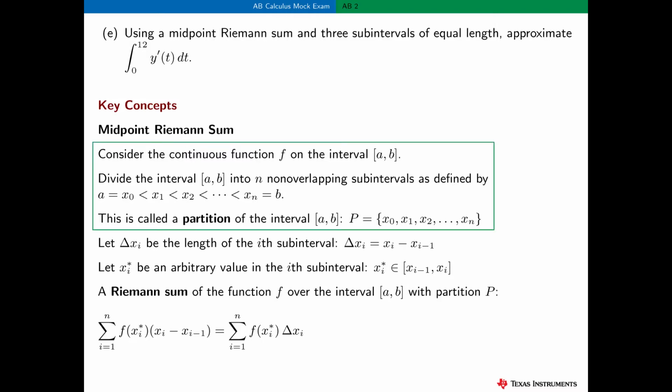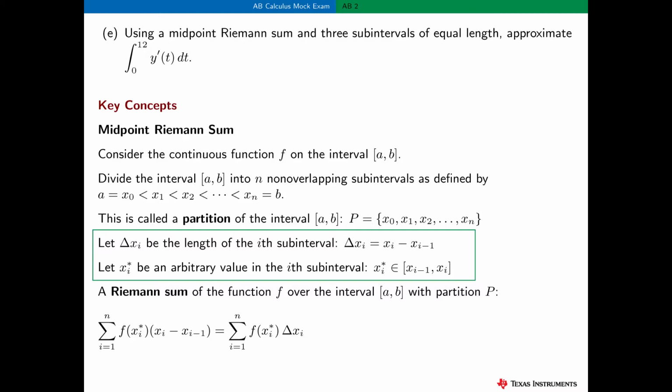Suppose f is a continuous function on the interval a to b. Let's divide the interval a to b into n non-overlapping subintervals, as specified by this list of values, where a is equal to x sub 0 and b is equal to x sub n. This is called a partition of the interval a to b, and it's often denoted in this manner.